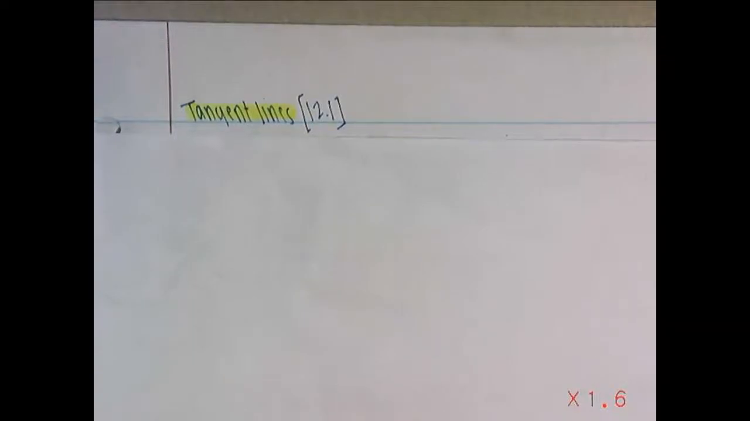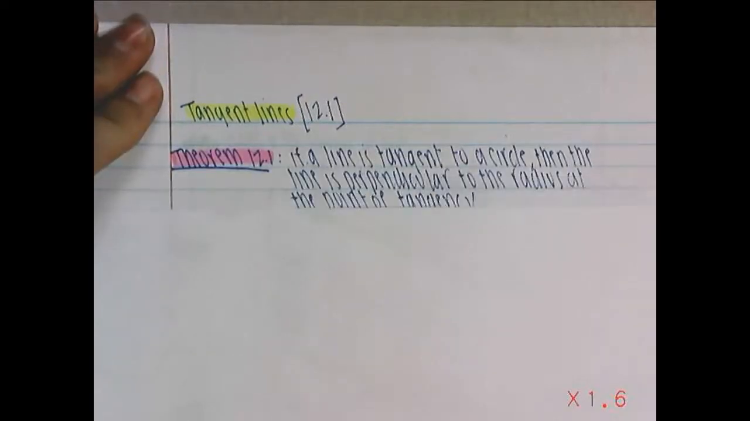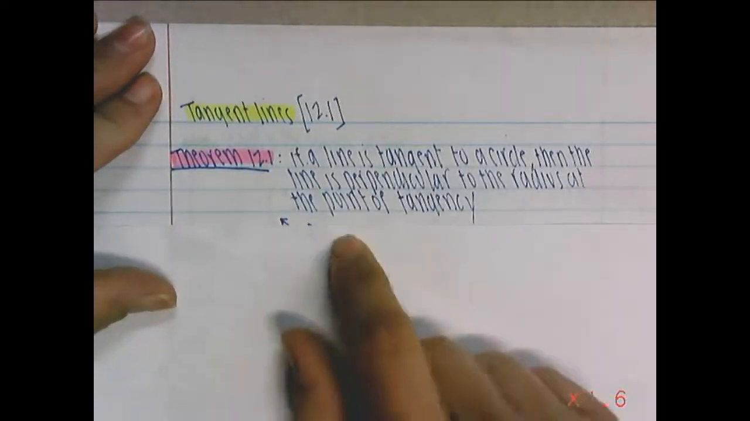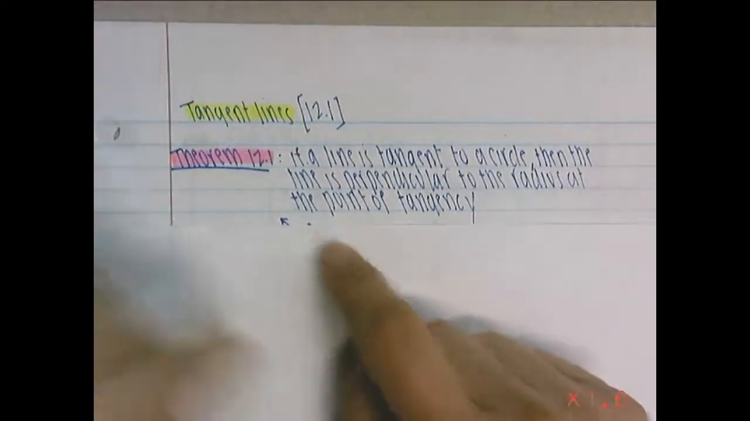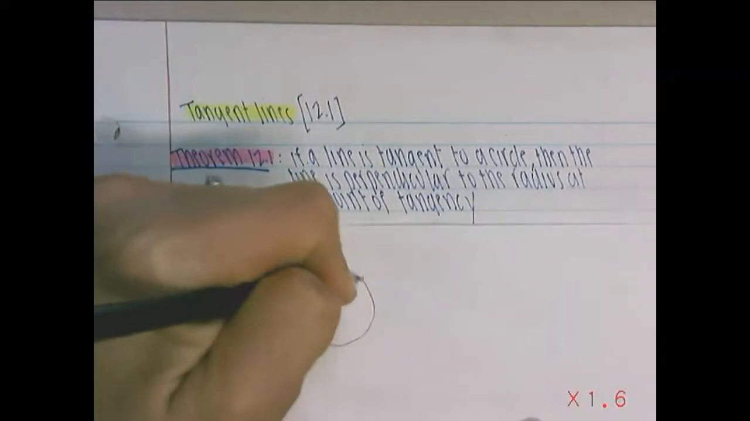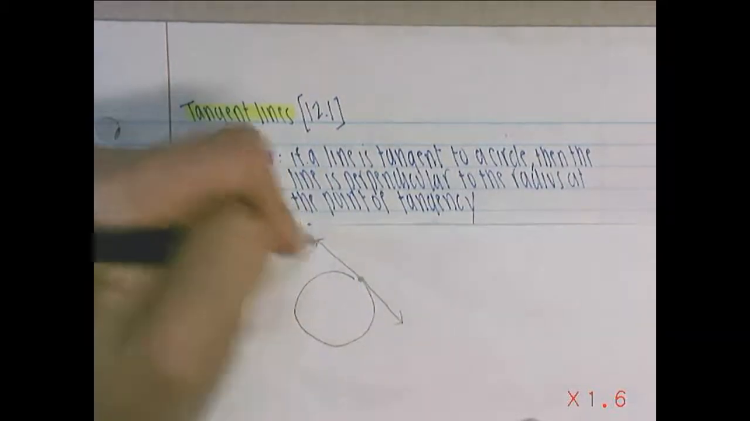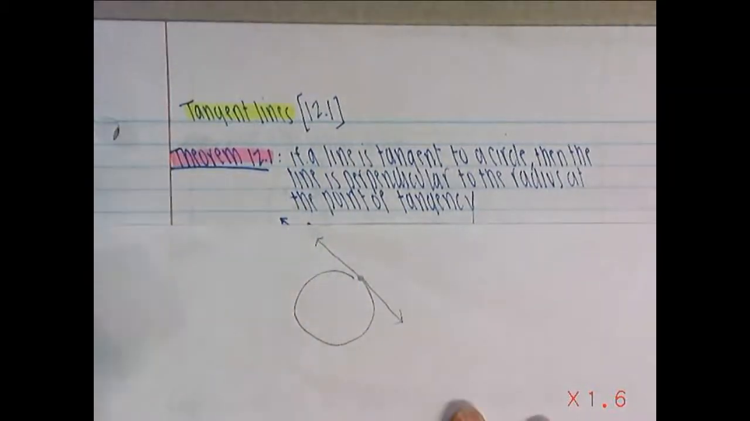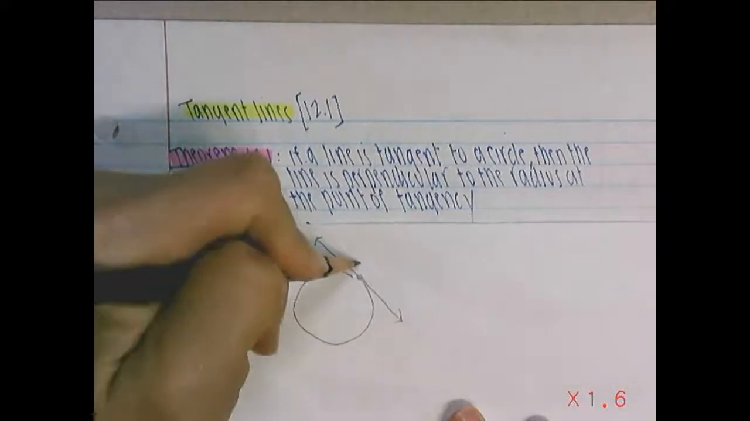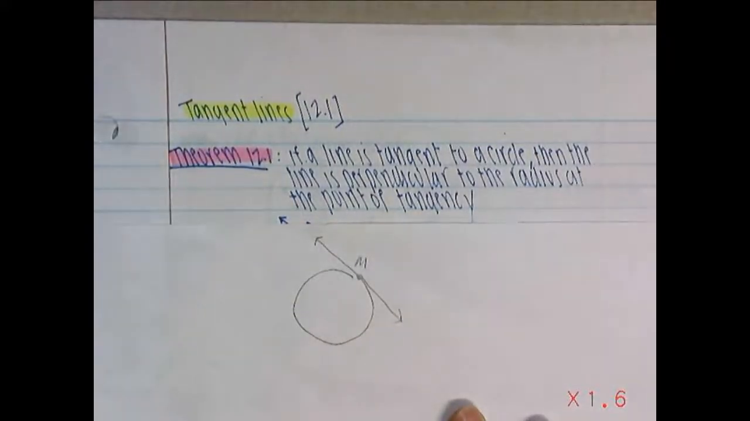Guys, we made it to chapter 12, tangent lines. This is 12.1. In your notes, we kind of talked about things being tangent in that graphic organizer we did. It's when you have a circle, and a line goes right by and touches it at exactly one place. So this point, let's say it was point M, would be the point of tangency.